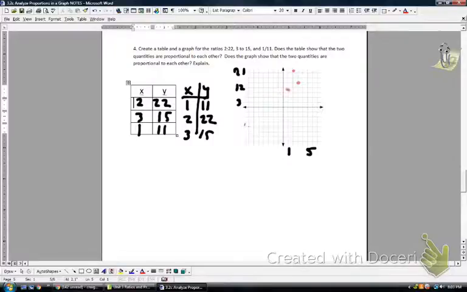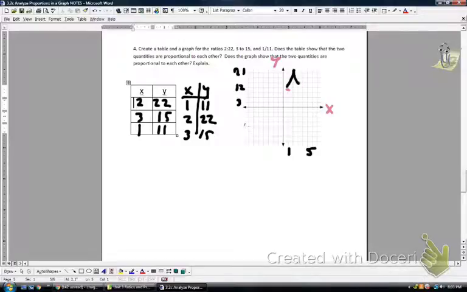Okay, so on my graph, I went by ones on my x-axis. So here's my x-axis, 1, 2, 3, 4, 5. And then on my y-axis, I went 3, 6, 9, 12, 15, 18, 21. I went by threes so I could get it all to fit on there. And so my graph is going to be 1. It's going to look like that.